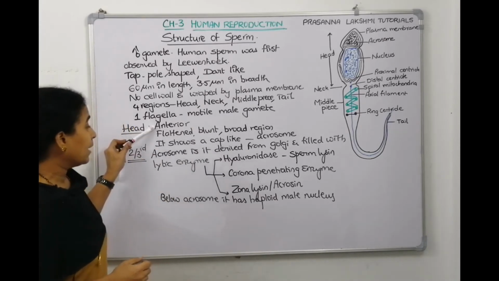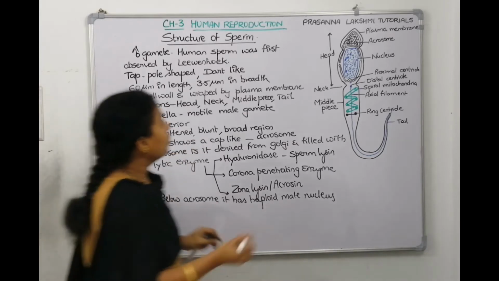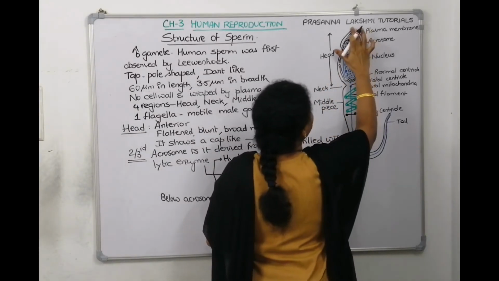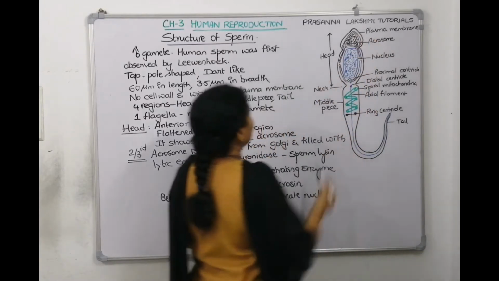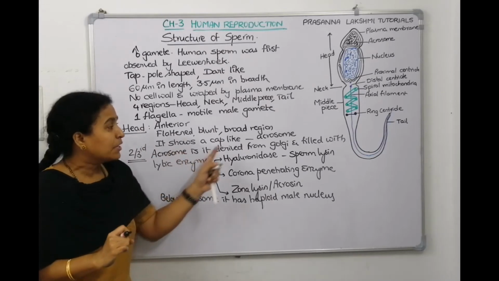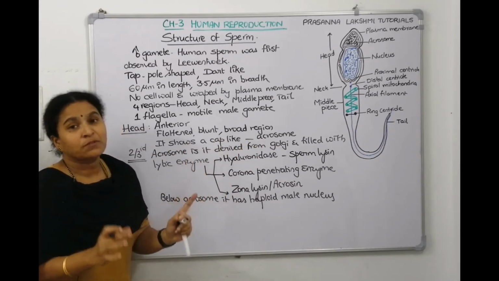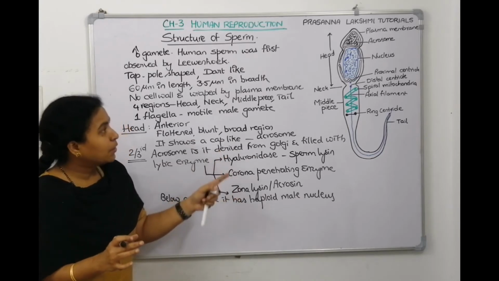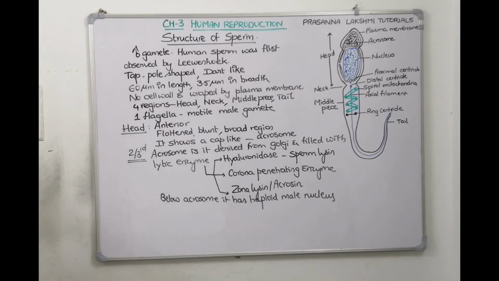Head is anteriorly located. Head is flattened. It is not pointed. It is blunt and it is a broad region. It shows a cap-like structure called acrosome. The acrosome is made by the Golgi. Acrosome is filled with these 3 lytic enzymes. Below that is the nucleus. Take a screenshot, then we will talk about the remaining parts.